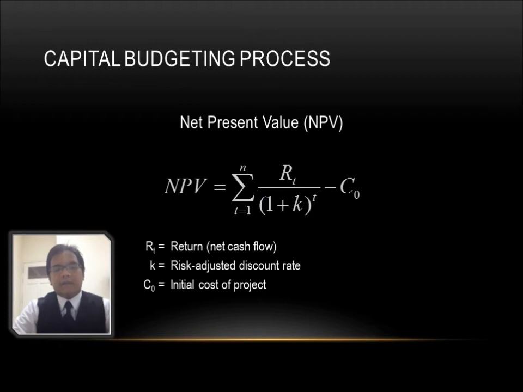One method of deciding whether or not a firm should accept an investment project is to determine the net present value of the project. The NPV of a project is equal to the present value of the expected stream of net cash flow from the project, discounted at the firm's cost of capital, minus the initial cost of the project, as pointed out in the equation.